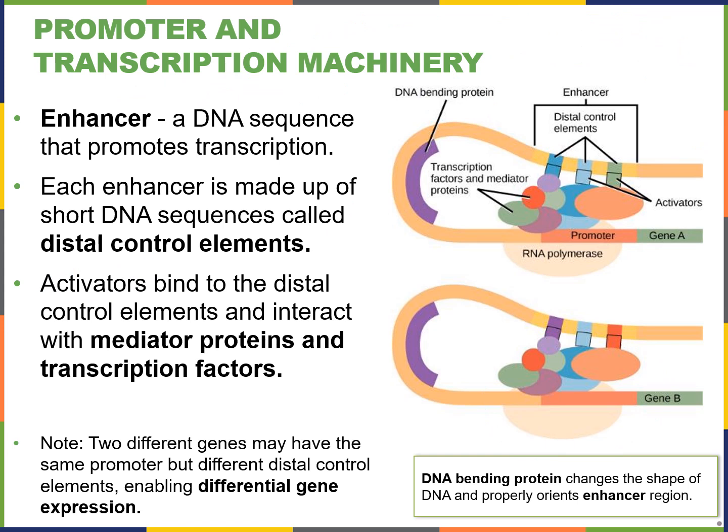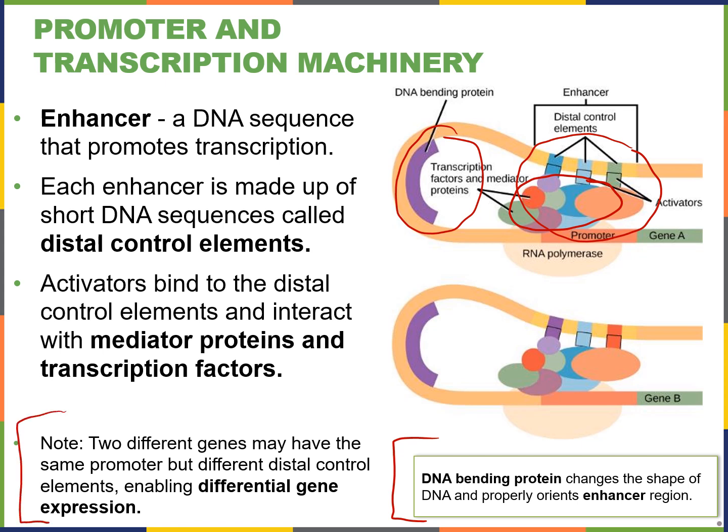Okay, and then I wanted to focus on the bottom part of the slide here on the right. I've got DNA bending protein that I mentioned earlier. That changes the shape of DNA so that the enhancer region is closer to the core promoter region. And we often have mediator proteins that are going to help the activator proteins attach to the transcription factors. On the left, I can see there's a note here.